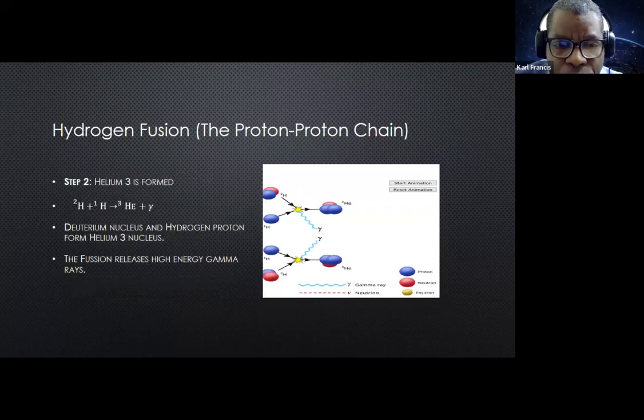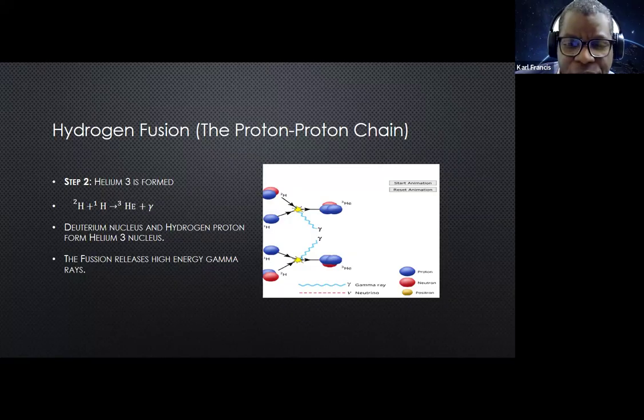Step 2. Remember those deuteriums we got before, those nuclei? Now you take a proton, and it gets fused with one of those deuteriums. From that reaction, you get more energy, but this time in the form of gamma rays. You also get what's known as helium-3. So the deuterium fuses with another hydrogen proton, and we get gamma rays, more energy, and helium-3.